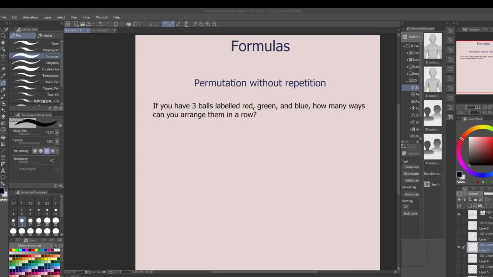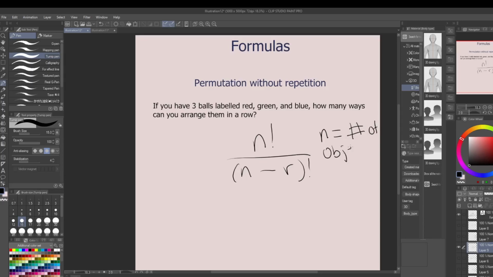Okay, so now that we're done the combination formulas, we can move on to the permutation formulas. So permutation without repetition, the formula is n factorial over n minus r factorial, where n is the number of objects and r is the number of chosen objects.